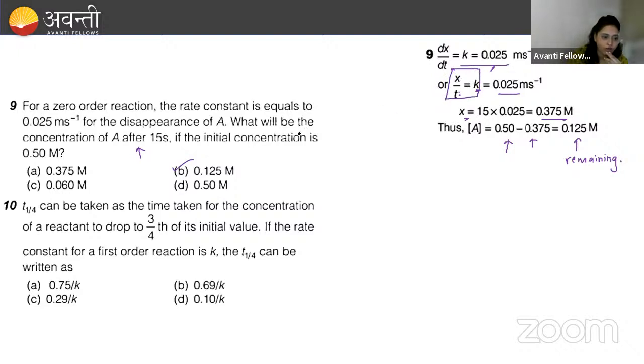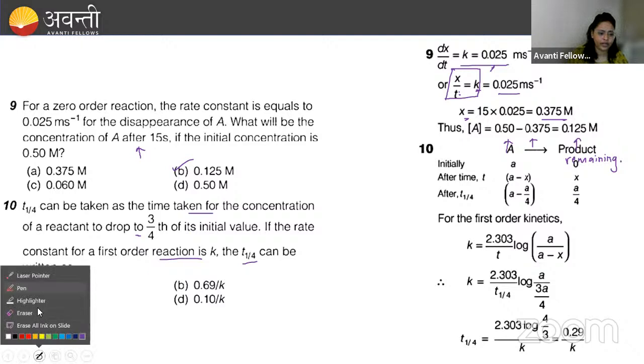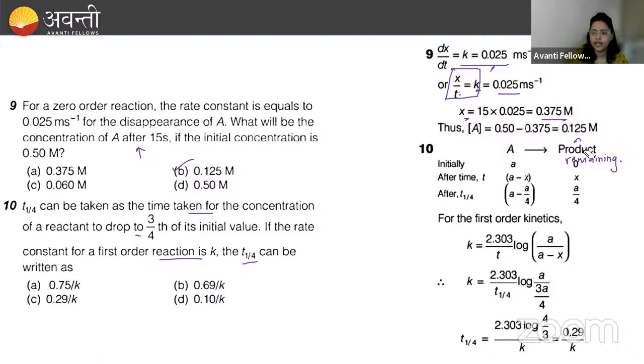Next, t 1/4 can be taken as the time taken for the concentration of reactant to drop to 3/4 of its initial value. If the rate constant for a first order reaction is k, then t 1/4 can be written as? So if we need to find the relation between the first order rate constant and the time t 1/4 of a given reaction, here you can see, for a given reaction, what I have done here is, reactant A is our reactant molecule, which is getting converted into product.